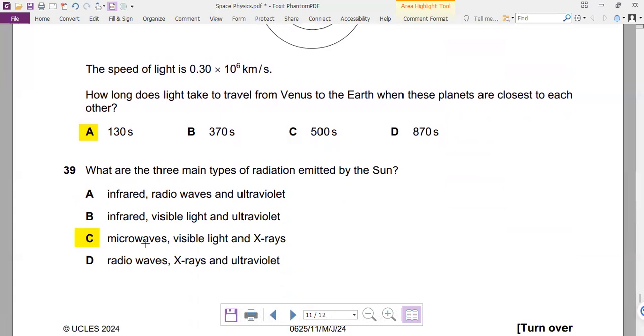Three radiations are microwave, light, and X-ray emitted by the Sun. Hang on, what are the main radiations emitted by the Sun? IR, microwave, visible light, X-ray. No, it looks like this is wrong. So it should be IR, light, and UV. These are the main radiations.